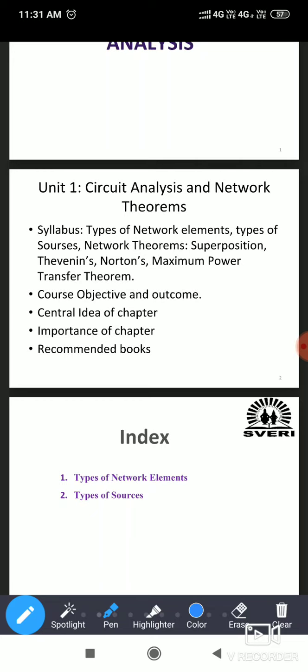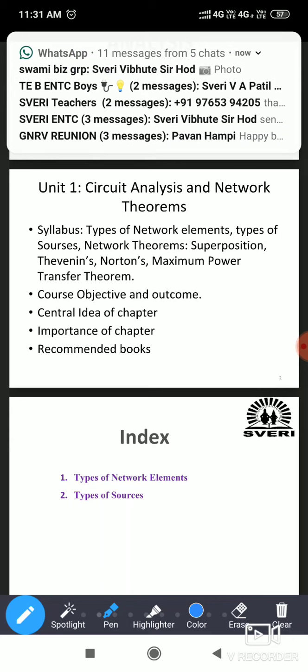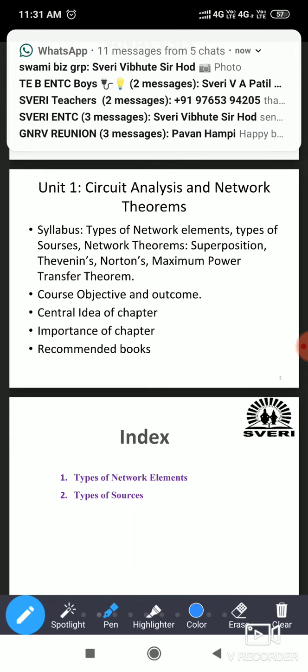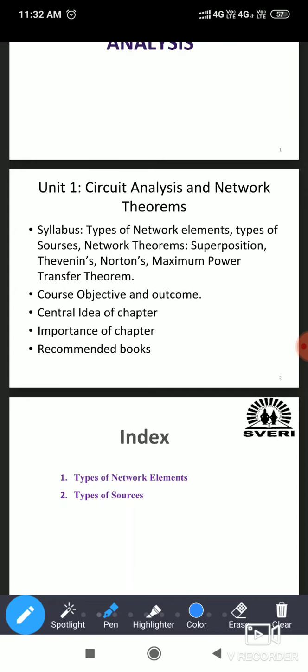Now next one, which book do we have to refer to? The recommended books: Circuit Analysis, Linear Circuits by Sudhakar and Shyammohan S. Palli. That book will be a good one. As well, there is one more book, which I will tell you about, that is related to electrical networks. That is also useful.